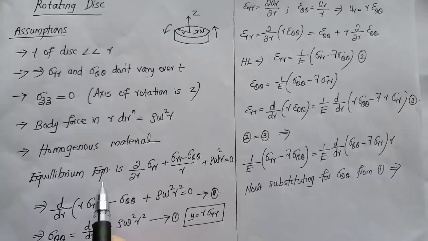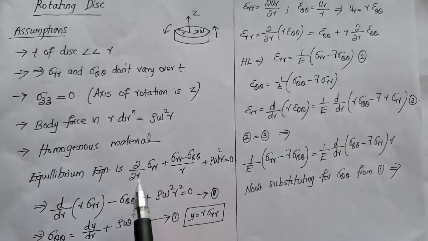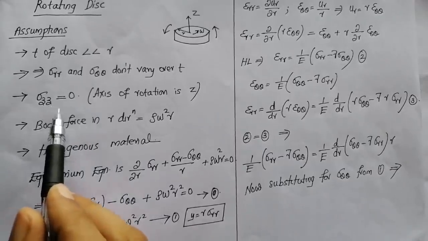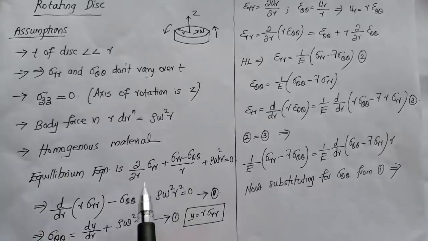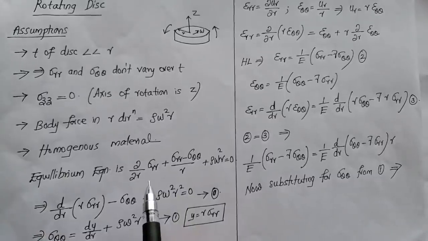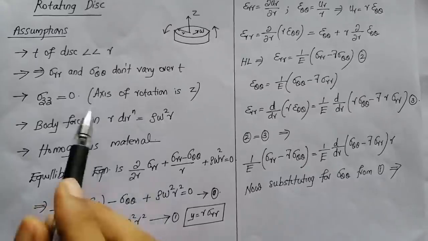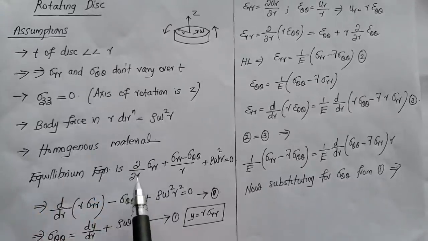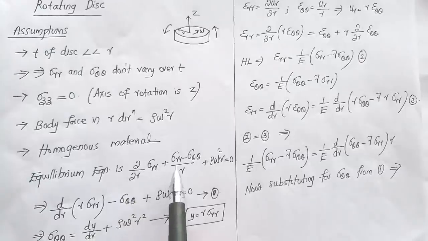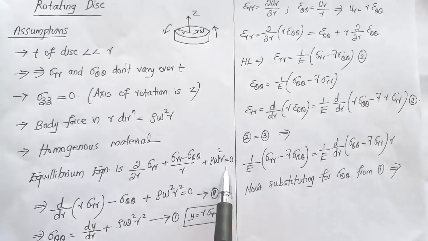Now, let us see the equilibrium equation. So, equilibrium equation, axisymmetry means dou by dou theta, that theta, the equilibrium equation along the theta direction will vanish. Now, we are considering the stresses along the z axis is equal to 0, and so the equilibrium equation along z axis also will vanish. So, equilibrium equation 1 only exists, and if we impose these conditions, we will get dou by dou r sigma rr plus sigma rr minus sigma theta theta by r plus rho omega square r equal to 0.